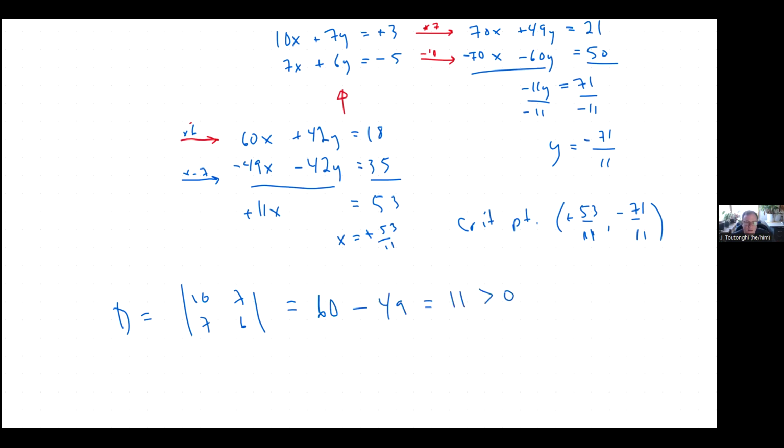And then we want to look at the second derivative with respect to x, which is really at this point, but again, these are constants. So it's this 10, which again is greater than 0. And I think in my mind of, oh, that's concave up. So that means I have a local min at that critical point. Positive 53 over 11, negative 71 over 11. Okay, that's it.